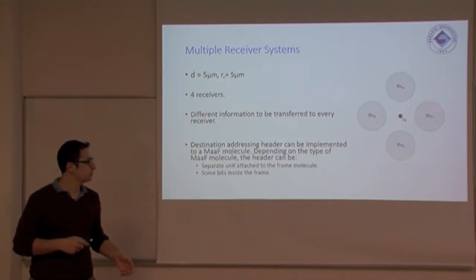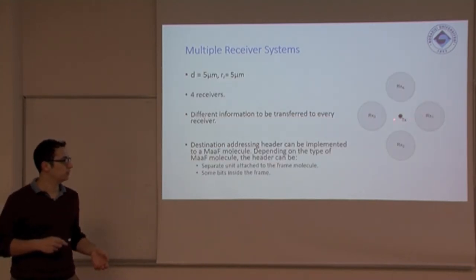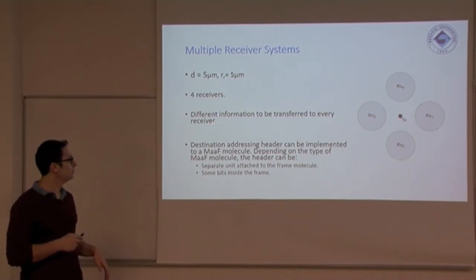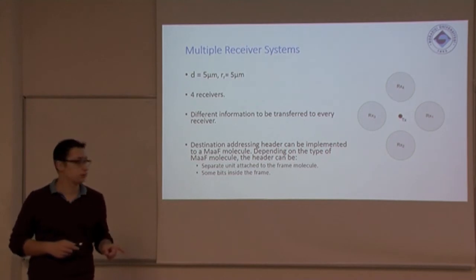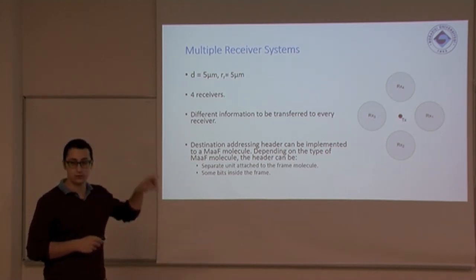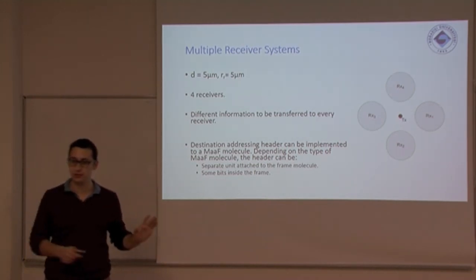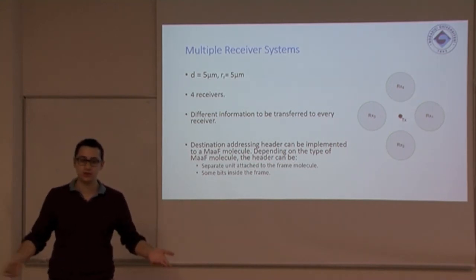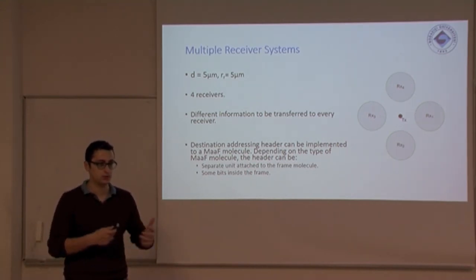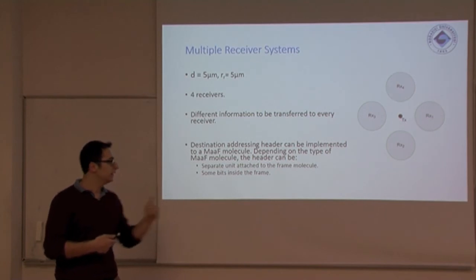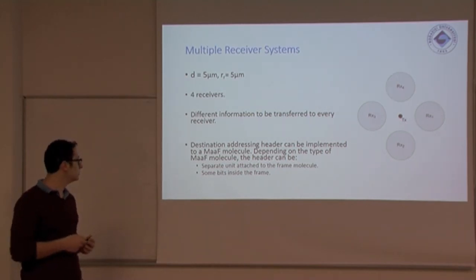Okay, so let's think about this scenario. We have 1 transmitter and 4 receivers around, and different information is to be transferred to different receivers. So it's not a broadcast channel by any means. It's not a regular TV channel. It's a channel that is trying to communicate different information to different nano machines.